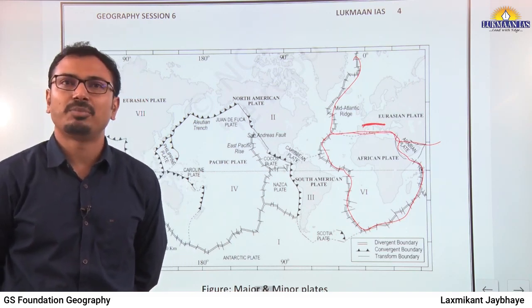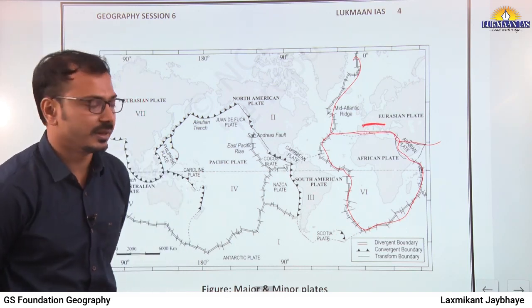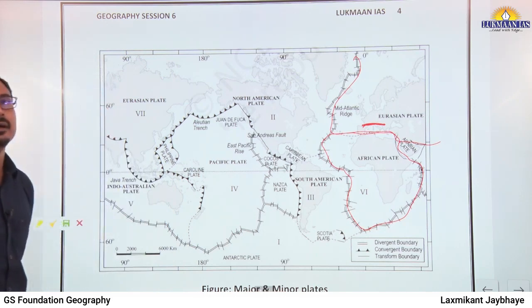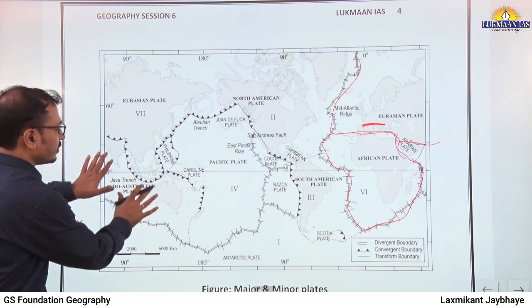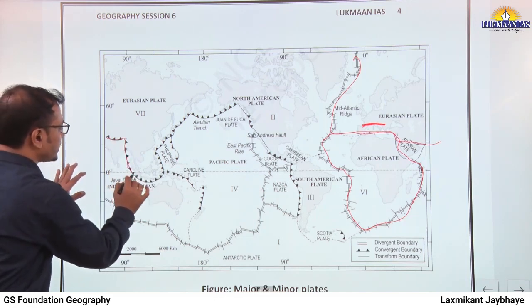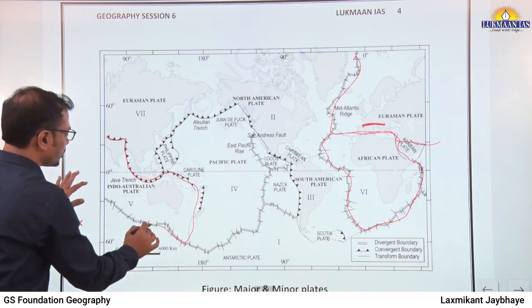Now the same example is the Himalayas. Now see here what happens in terms of the Himalayas. The Indo-Australian plate, look at this plate, the Indo-Australian plate, which is largely an oceanic plate.